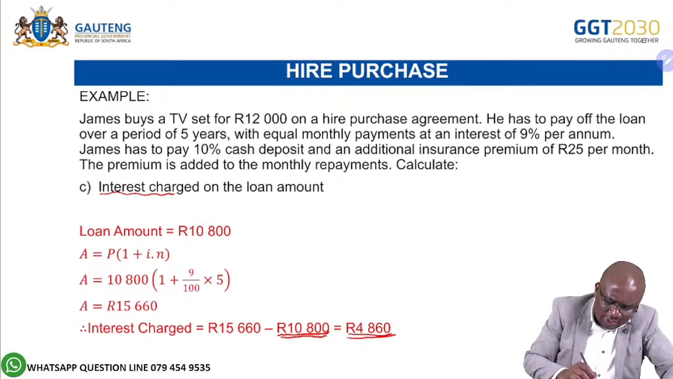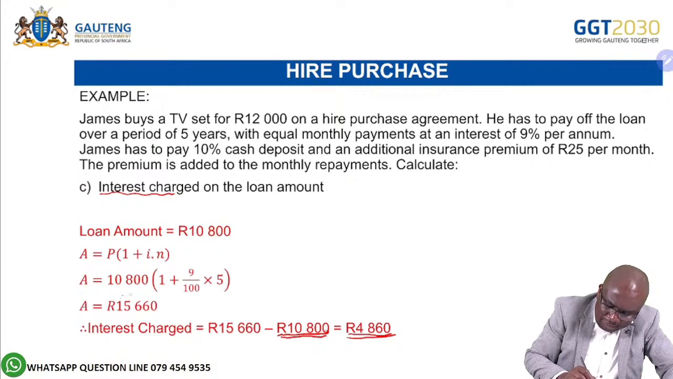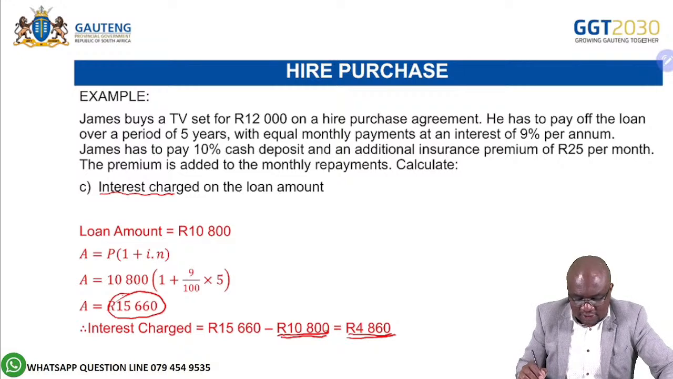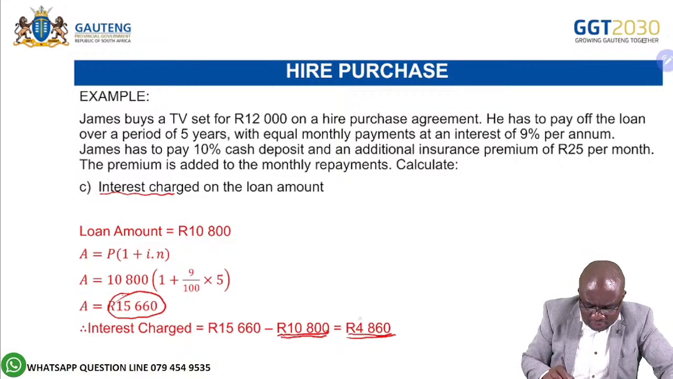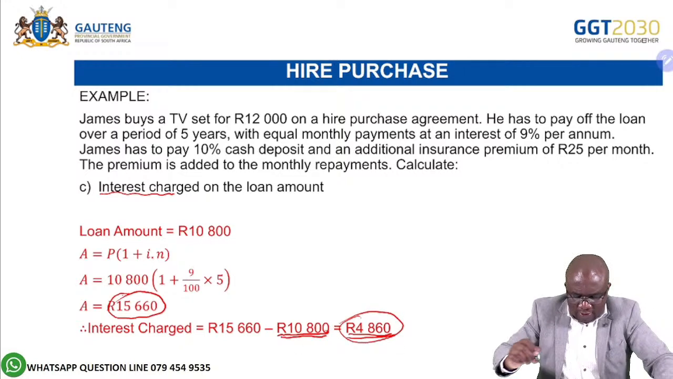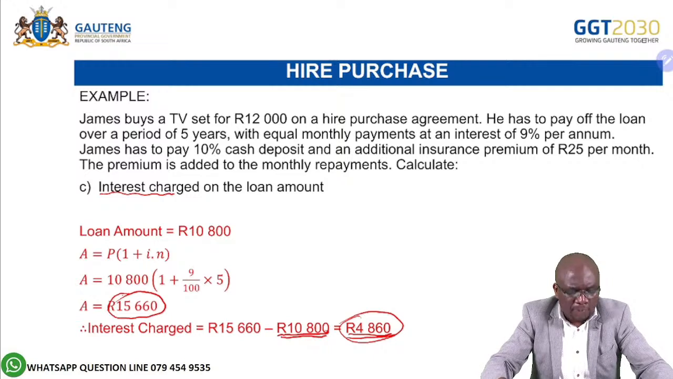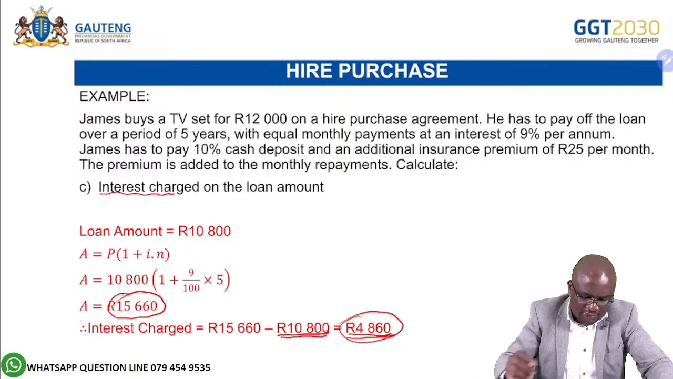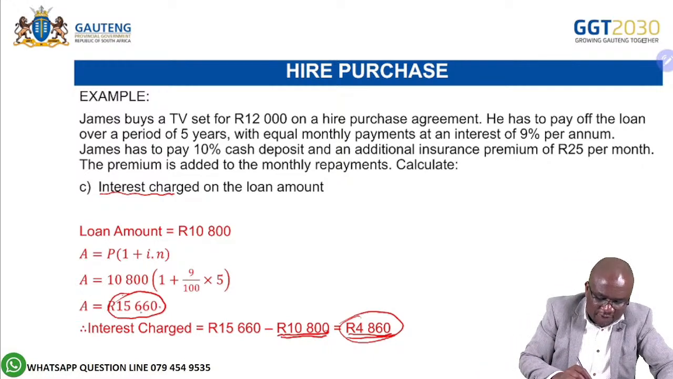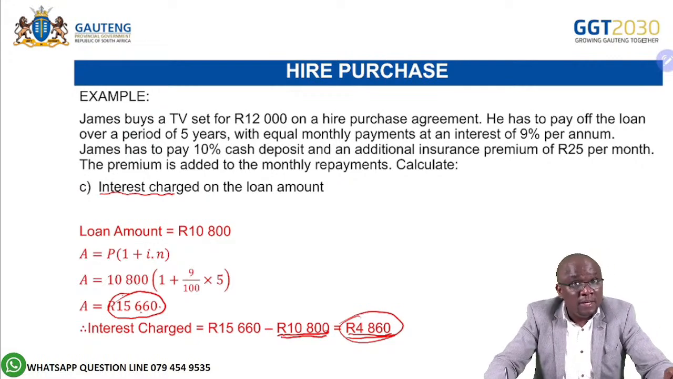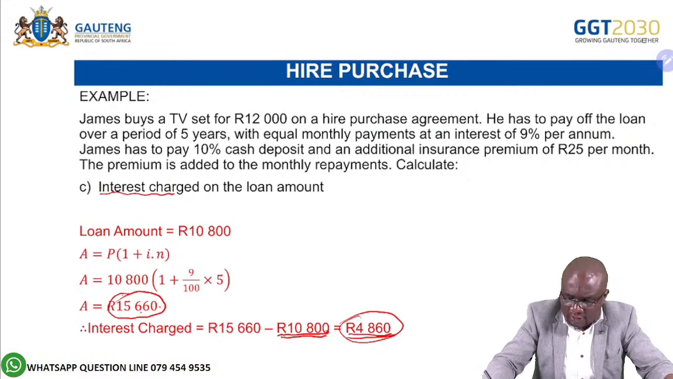So take note, the total amount paid back by James is what? 15,660. We just need that. Also remember the interest charge there. Okay, you can just write them somewhere so that you don't forget. That was the loan amount plus the interest charge, 15,660. And then the deposit was 1,200. You remember those, isn't it? Right. Okay, let's continue.